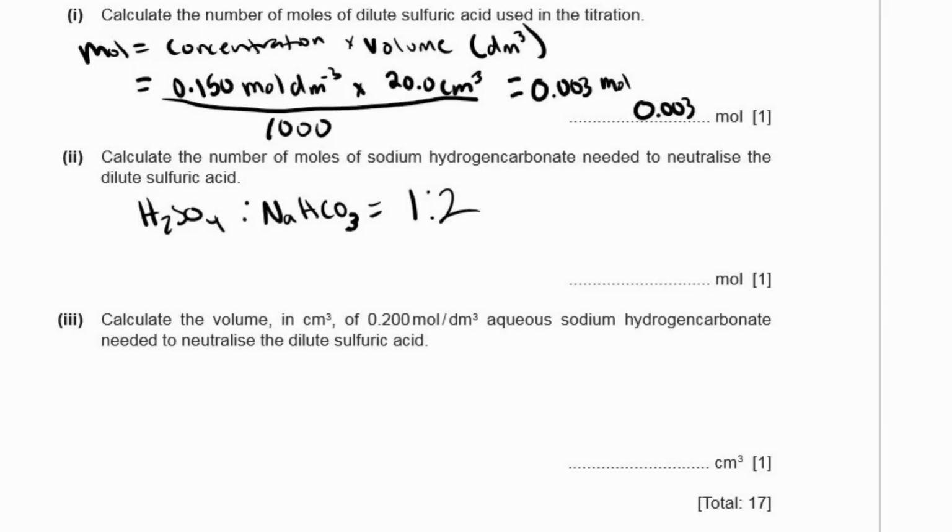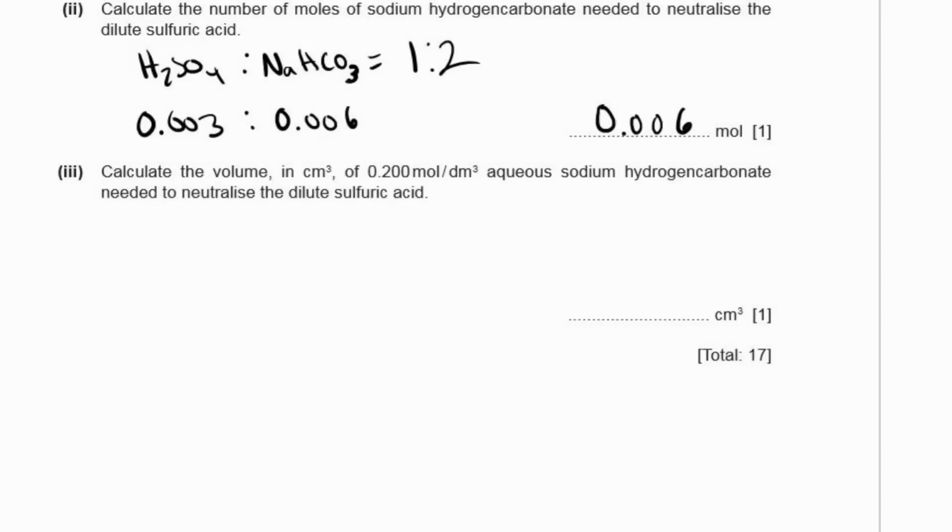Okay, so we just calculated the number of moles of dilute sulfuric acid, and that was 0.003. So 0.003 moles of dilute sulfuric acid. We need 2 times the amount of NaHCO3, so that is times 2, which is 0.006 moles.